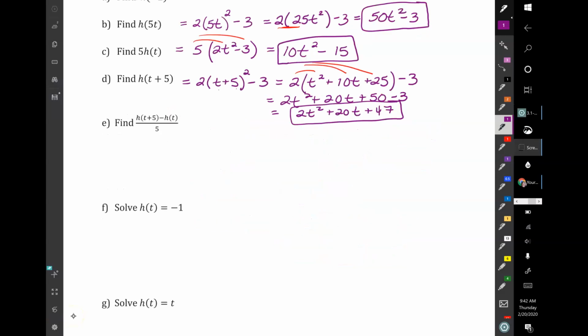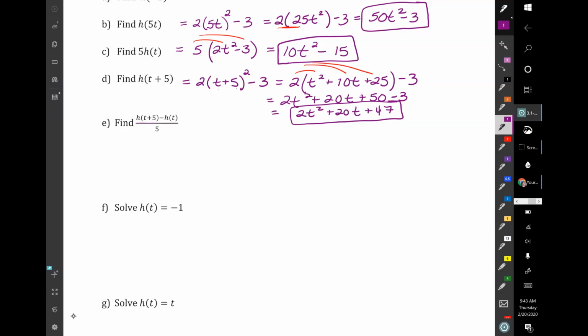Okay, you've seen some of these in your electronic homework, but let's review them. It's based on the difference quotient, or actually average rate of change. So we have h of t plus 5 minus h of t in the numerator. So that is some output minus the other output. And then that's going to be the difference of the inputs on the bottom.